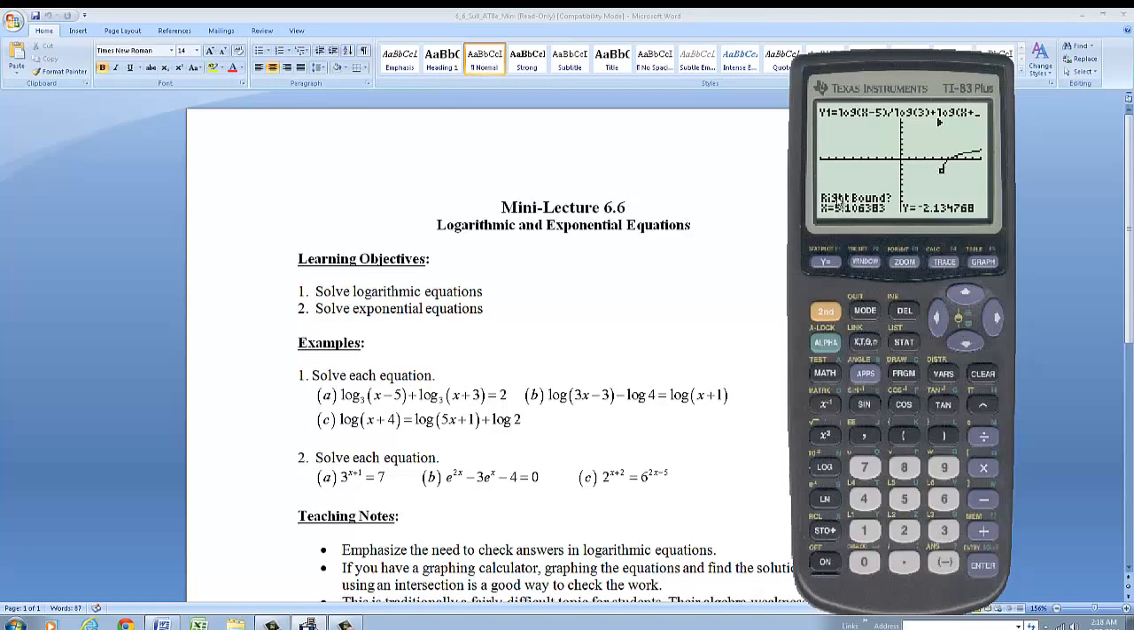And now it's asking for a right bound here. So just hit the arrow key until it goes to the right, and you want it above the x-axis. Otherwise, if it's not, there's no point of intersection, so there's no solution. But this one does appear to go above the x-axis. So there it is. Hit enter. Okay, it says guess. You can ignore that. Just hit enter again.